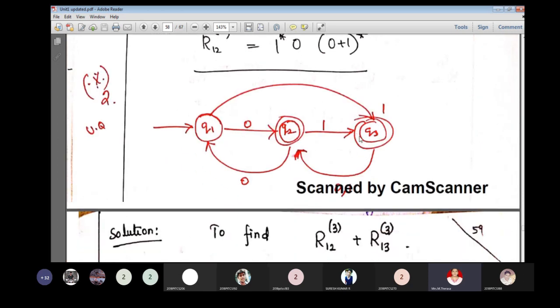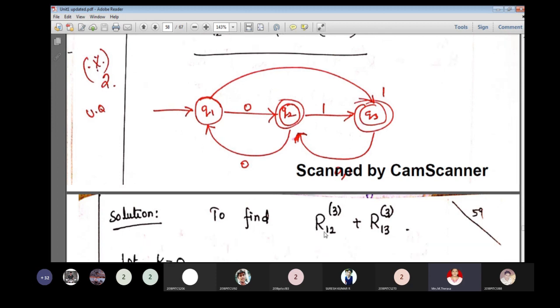Okay, next we'll see another example where we are having two final states. In the previous case, we had only one final state. So suppose we are given two final states, then how can you find out the regular expression? That we'll see now. Here Q2 is one final state and Q3 is another final state. So what you are supposed to do, you have to consider Q2 as a final state separately and Q3 as a final state separately. Then you write the regular expression obtained with the plus operator, so either or.